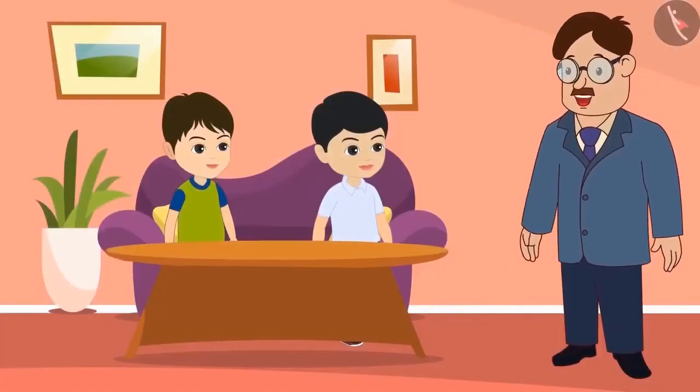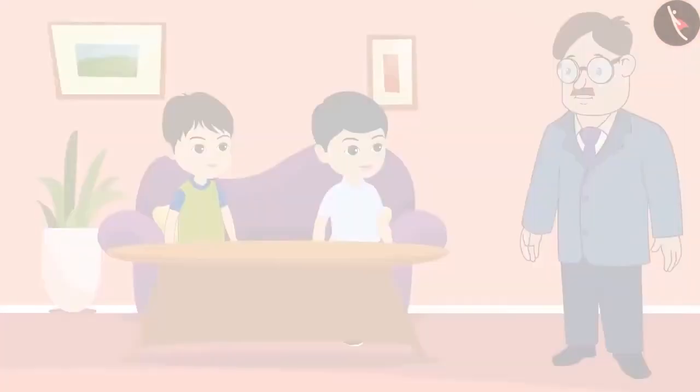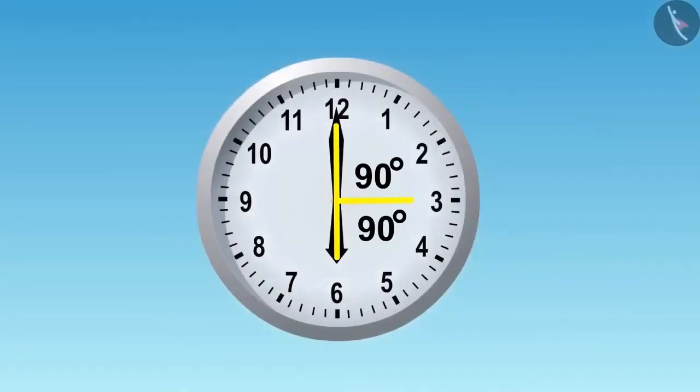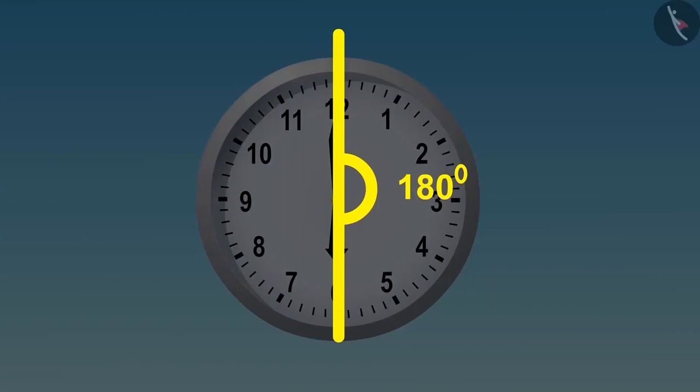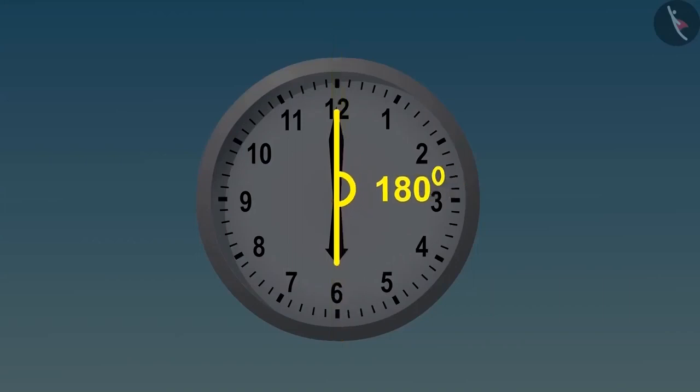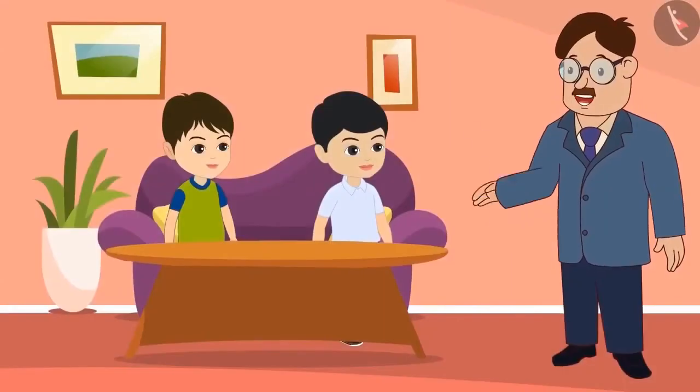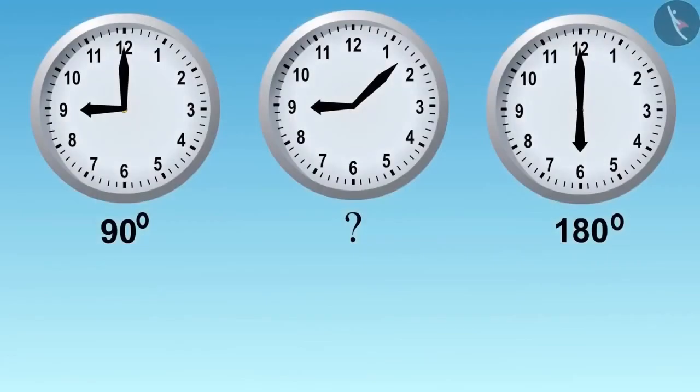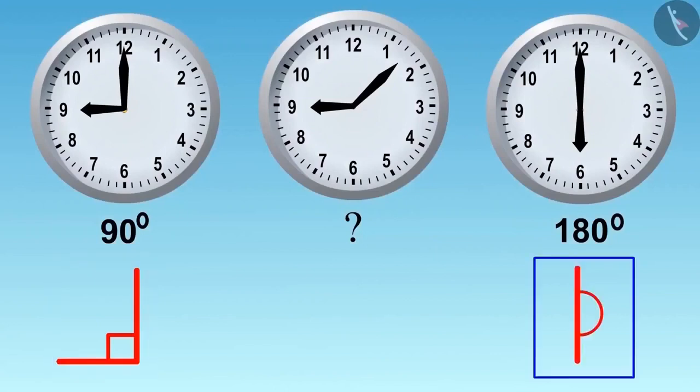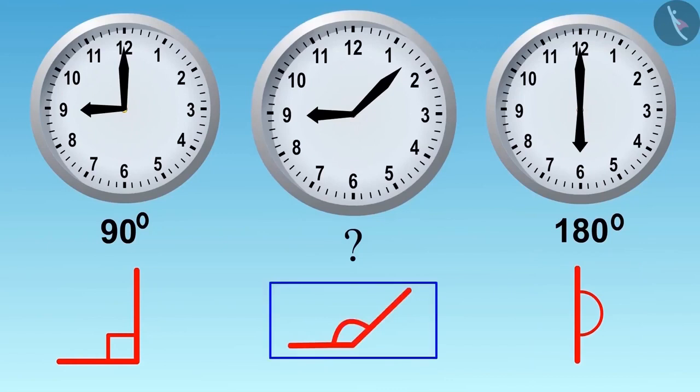Absolutely correct, Golu. Now look at this angle, children. This is double of 90 degrees. That is 180 degrees angle. That means this angle is made by joining two 90 degrees. Yes, Bholu. Children, now you have seen angles of 90 and 180 degrees. Can you tell how many degrees this angle makes by looking at it?